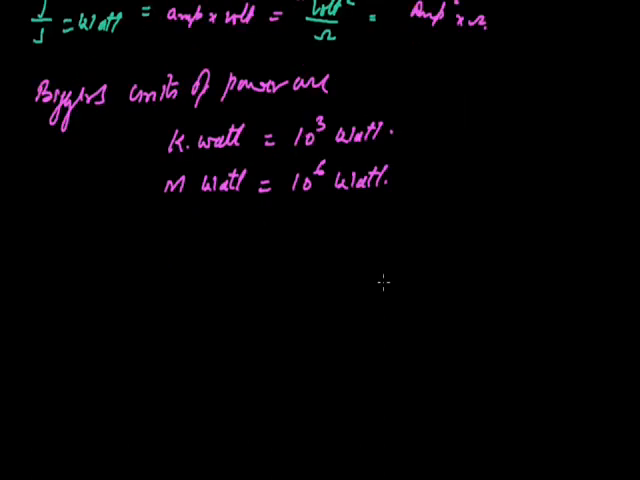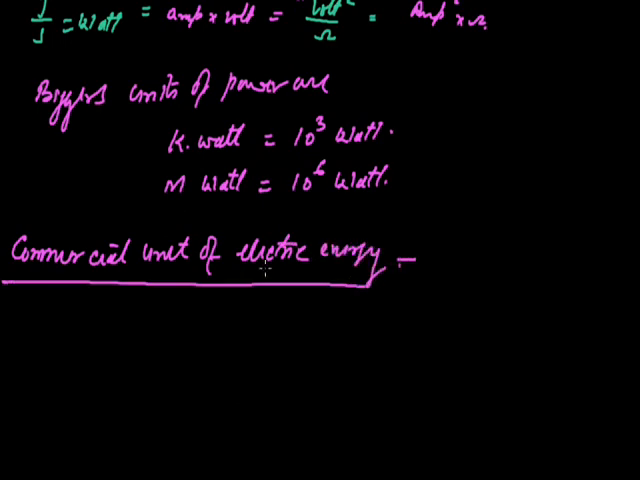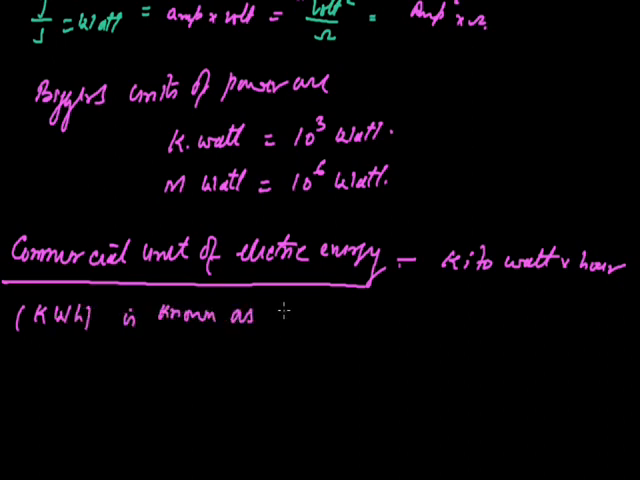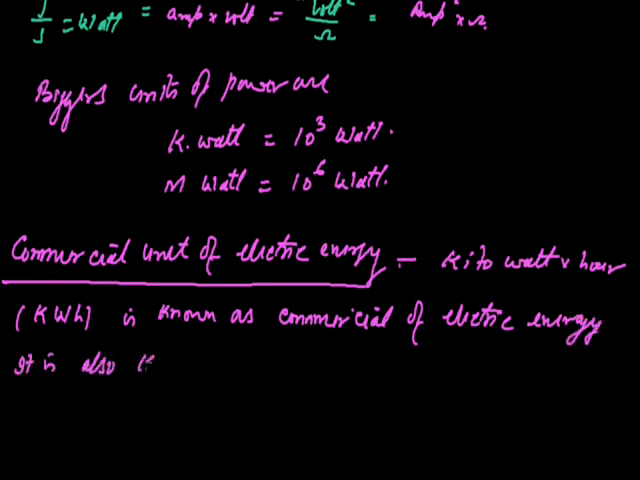Now the commercial unit of electrical energy. Kilowatt hour is the commercial unit of electrical energy. Kilowatt into hour is known as the commercial unit of electrical energy. It is also known as unit. Generally electric bills are measured in unit, that's kilowatt into hour.